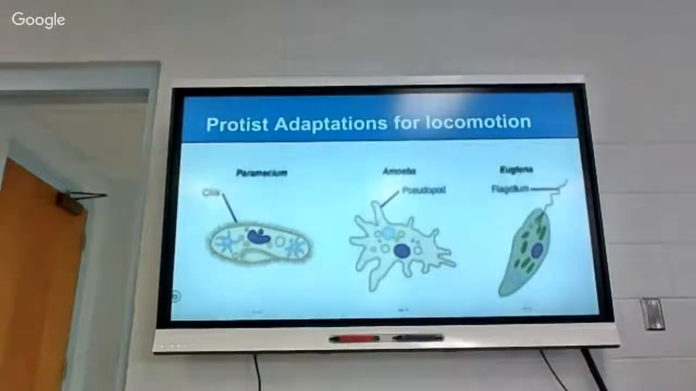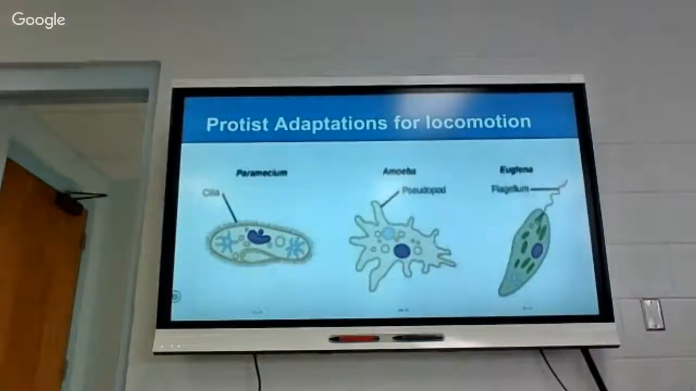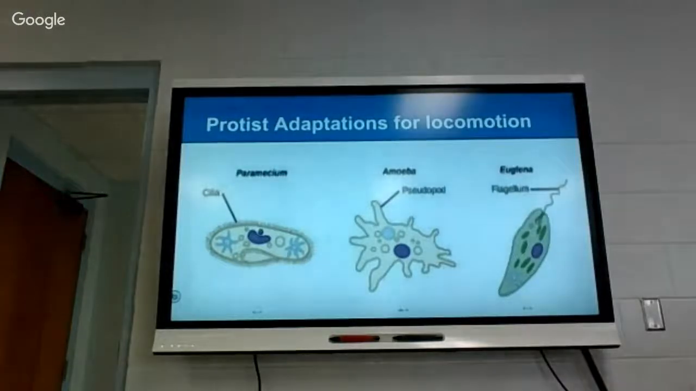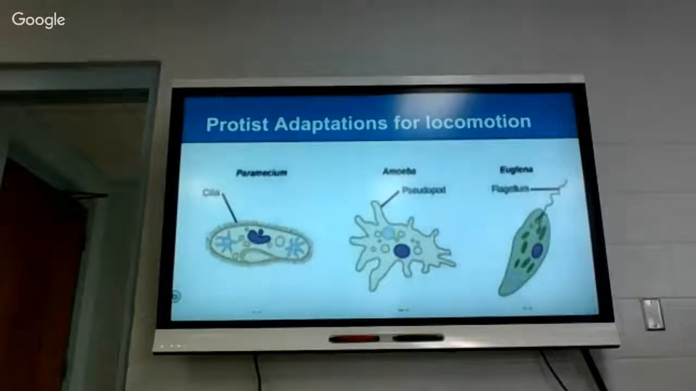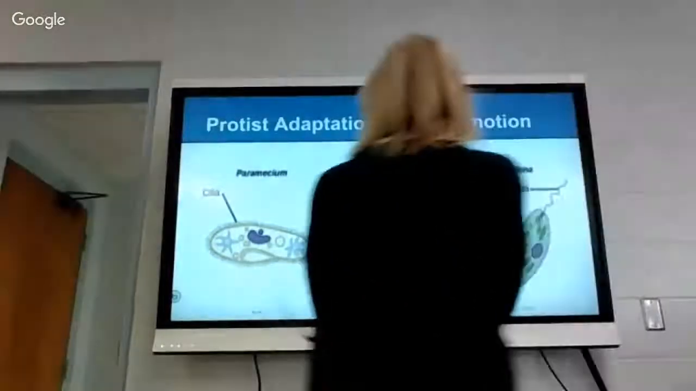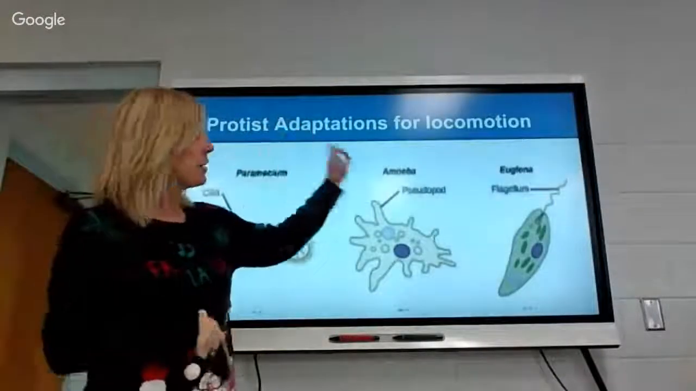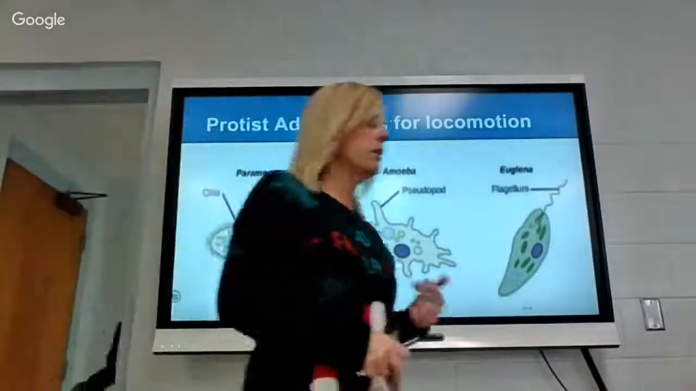We look at the learning targets. The first one is distinguish between instinct or innate behavior and learned behavior. So when y'all think of instincts and innate behaviors, those are all behavioral adaptations. So you're born knowing what to do. So did anybody teach the paramecium and the amoeba and the euglena how to move?